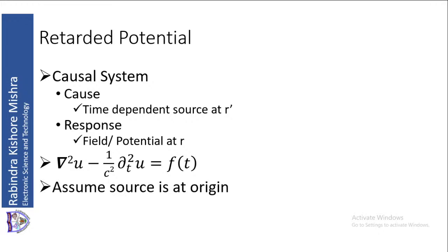Now suppose we shift the origin to the source point. If we shift the origin to the source point, then r dash is equal to 0. If r dash is equal to 0, in that condition, capital R is equal to small r.